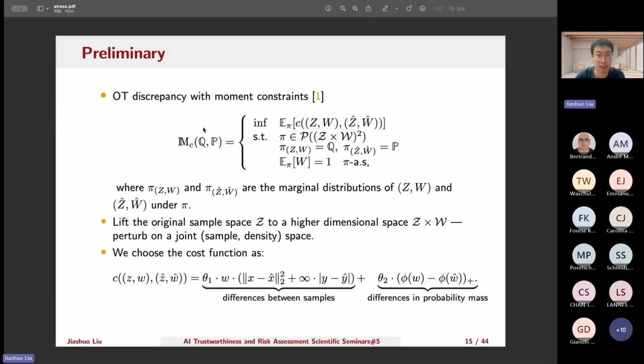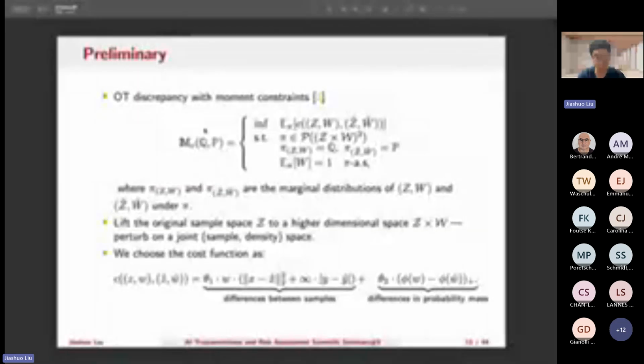And before we move on to our methodology, we would like to introduce a different distance function here, which we call the optimal transport discrepancy. The high level idea is that compared with the original optimal transport, which is computed in the sample space, here we lift the original sample space to a higher dimensional space, which represents a joint sample and density space. In this way, if we calculate the optimal transport distance on this joint space, we can capture the data corruption and also subpopulation shifts at the same time.